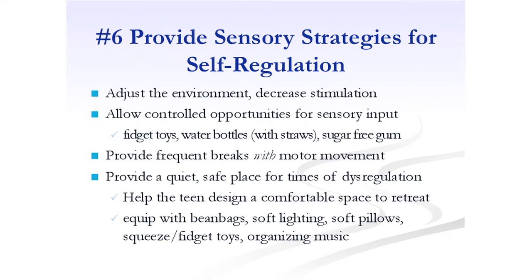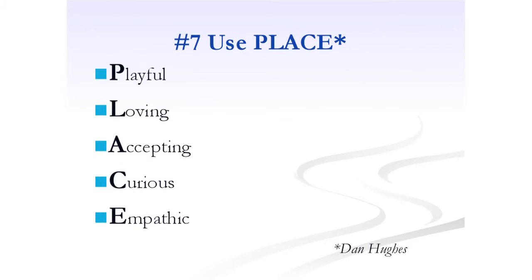Help the teen learn to recognize the cues when he or she is beginning to feel like he's falling apart, and then find a place to retreat with beanbags, soft lighting, music, whatever it takes to help the young person self-calm. Number 7, use PLACE.